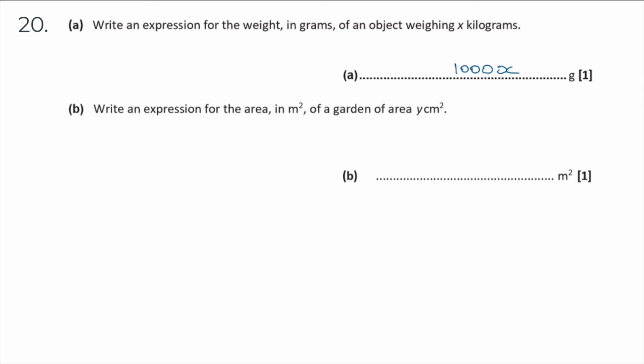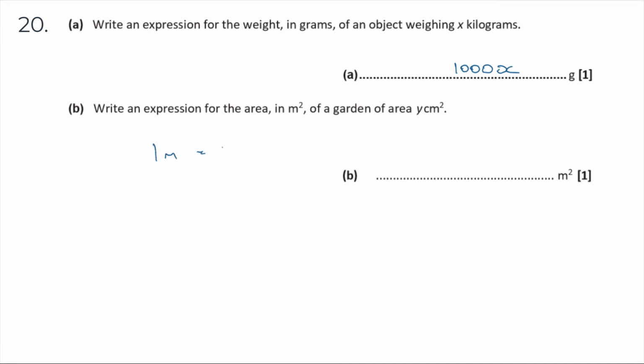Okay? Write an expression for the area in meters squared of a garden with an area of y centimeters squared. Now converting from centimeters into meters, you're going to have to this time divide by 100, aren't you? Because 1 meter is 100 centimeters, but this isn't normal meters, it's meters squared. So 1 meter squared is 1 meter times 1 meter, which is 100 centimeters times 100 centimeters. That's 10,000 centimeters squared then, isn't it?